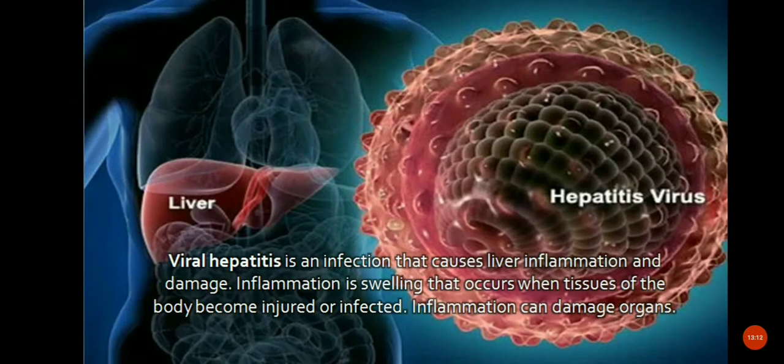Next is viral hepatitis. These are infections of the liver. These are infections that cause liver inflammation and damage. Inflammation is swelling that occurs when tissues of the body become injured or infected. Inflammation can damage organs. Why? Because these are two kinds of viral hepatitis: infectious hepatitis and serum hepatitis. Both are communicable diseases characterized by yellow coloration of the skin.